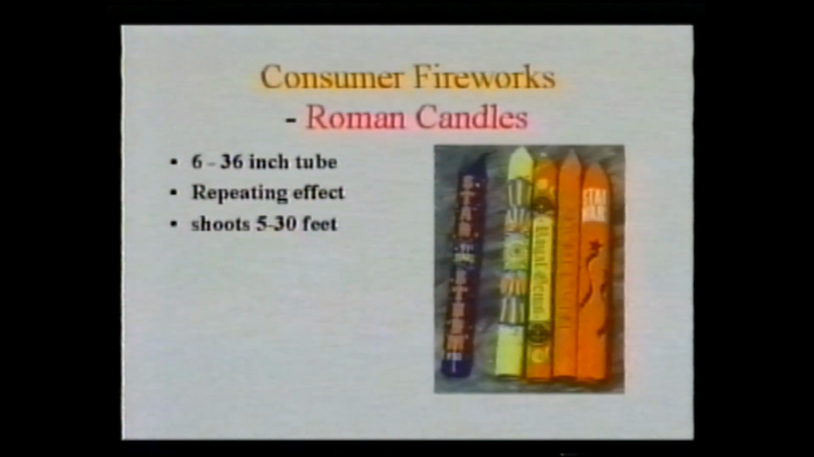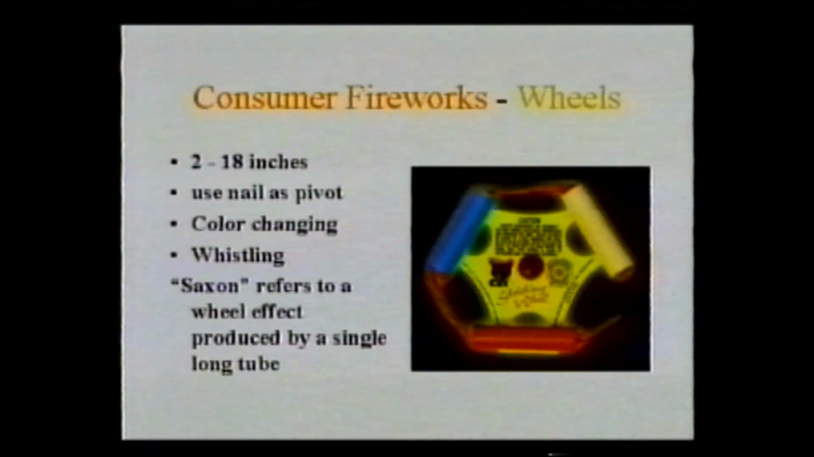Roman candles are another type of consumer firework, a fairly long tube that has a repeating effect, usually of shooting comets in the air, sometimes 5 to 30 feet. Roman candles come in all sizes, as do wheels, anywhere from 2 to 18 inches in diameter. Wheels use a nail as a pivot, and they can be color changing or whistling, and they simply spin around, giving a wheel effect. A Saxon refers to the special effect produced by a single long tube with a pivot point that spins around that pivot point, and the resulting display looks like a wheel, even though it's produced by a long tube.